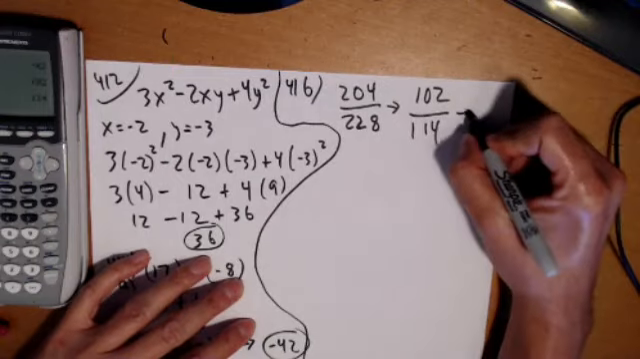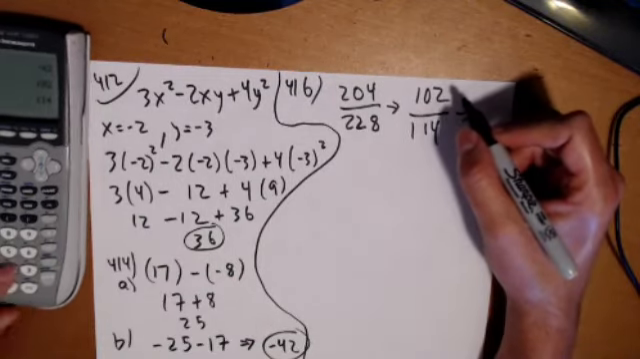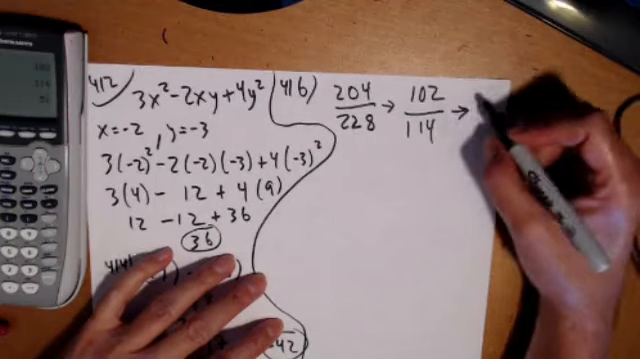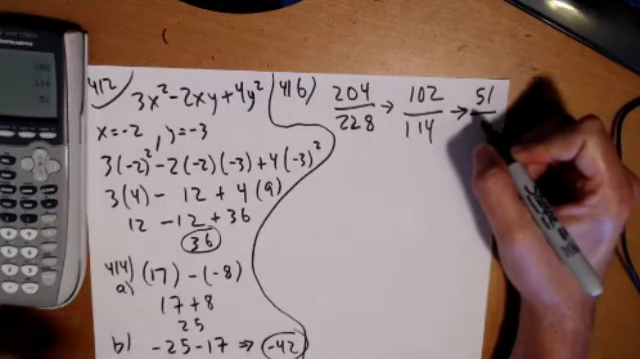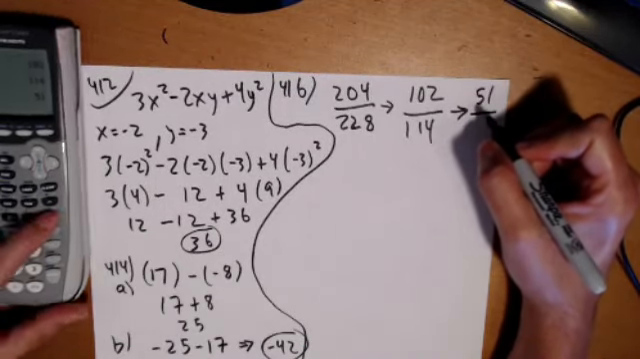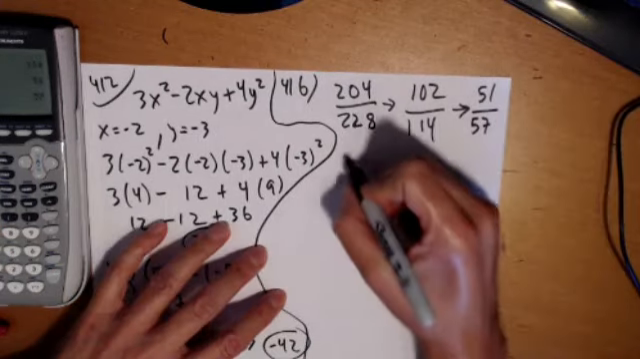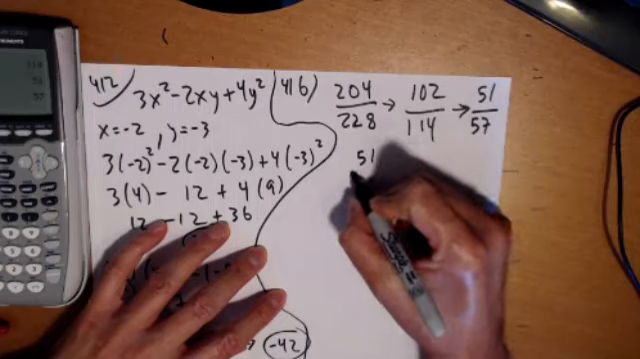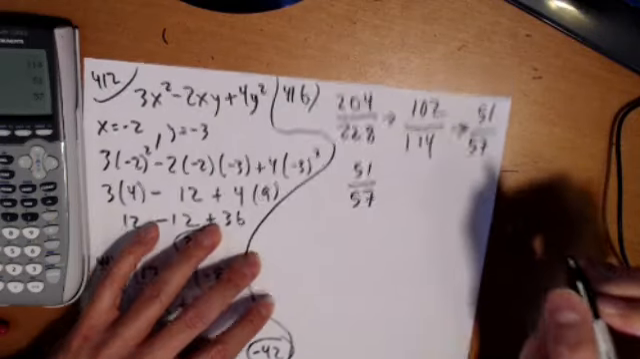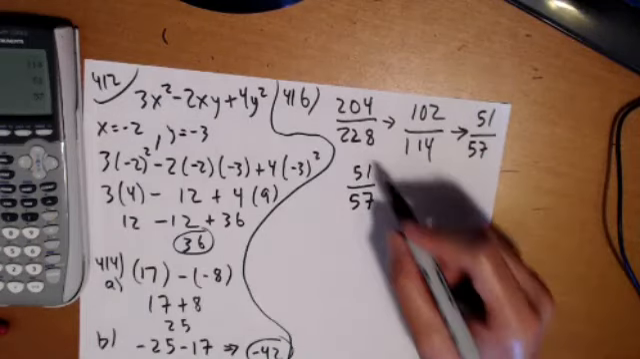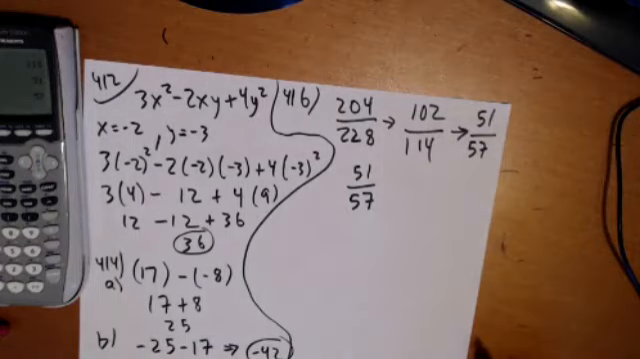Oh, they're still both even. So 102 divided by 2 is 51. And then 114 divided by 2 is 57. Oh gosh, 51 over 57. Okay, so it's not even, so there's no more 2's.